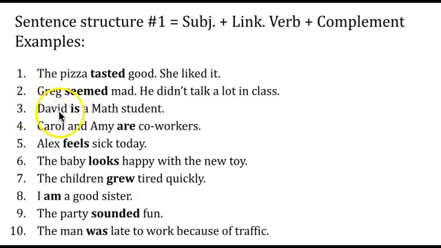Number 3, David is a math student. Here we see David is the subject, is the linking verb be, a math student. Here we can see that we have an article, an adjective, and a noun. Student is a noun. But student, noun, is not a different noun than David. David and student are the same person. So even in number 3, David is a math student. Here, we still only have one noun. Everything in this sentence is about the subject, David.